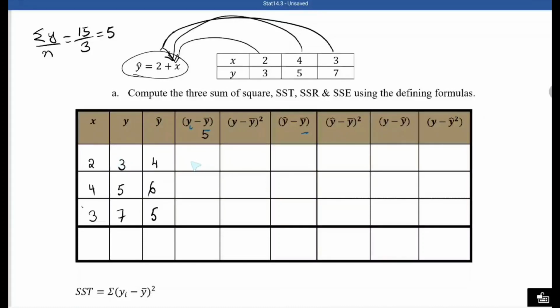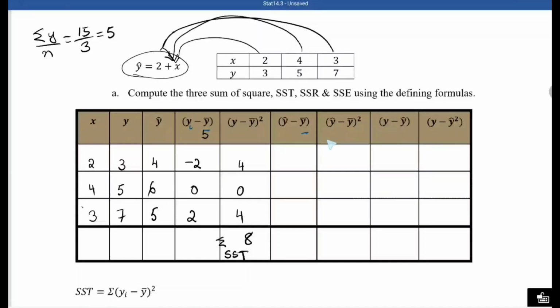So 3 minus 5, negative 2. 5 minus 5 is a 0. 7 minus 5 is a 2, right? And now square it. Minus 2 whole squared is a 4. 0 squared is a 0. 2 squared is a 4. Right? And then sum them up. So 4 plus 4 plus 0 is an 8. So the sum is 8. Correct? It's 8. And this 8 is SST. This is what SST is, the total sum of squares.